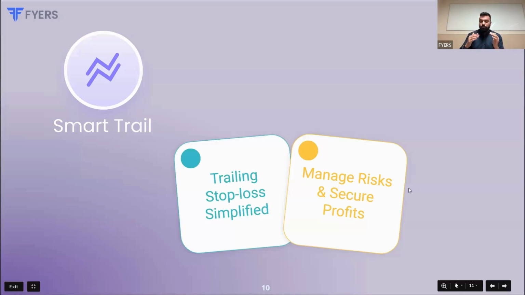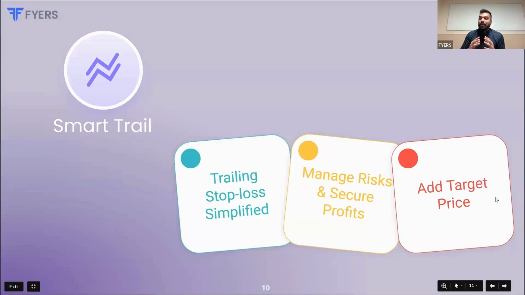As the market moves, your trailing stop loss also follows the stock movement, whether it's upward or downward, helping you to manage your risks and secure profits without constant monitoring. It's especially useful in fast moving markets when you want to secure profits while minimizing your risks.